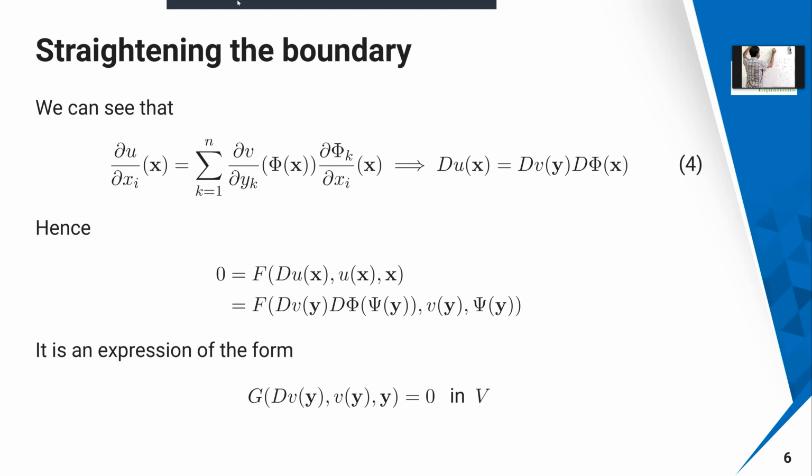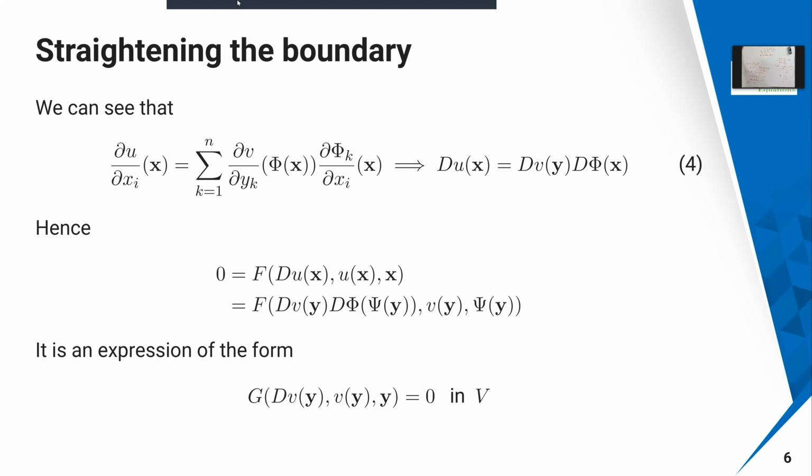So that is going to give you dou pi k by dou xi of x. This is once again the change of basis only that we are going to do. So therefore I can write du of x as dv of y into d pi of x. This is going to be my dv of y.